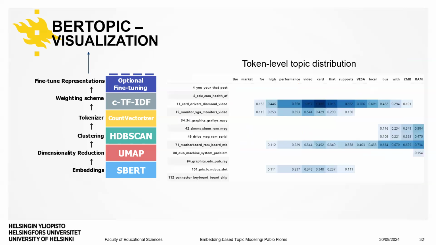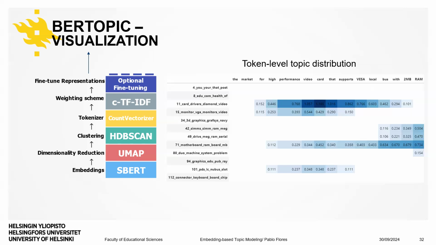And lastly, we have this token-level topic distribution, which I also find pretty cool. So we have a sentence, the market for high performance video card that supports VESA local bus with blah, blah, blah. It decomposes the sentence into tokens, smaller pieces. It can be words, or it cannot be words. In some cases, the token could be sentences in a document instead of words in a sentence. So this tokenization can also be on different levels. And it tells which token contributes more to the classification of that document.